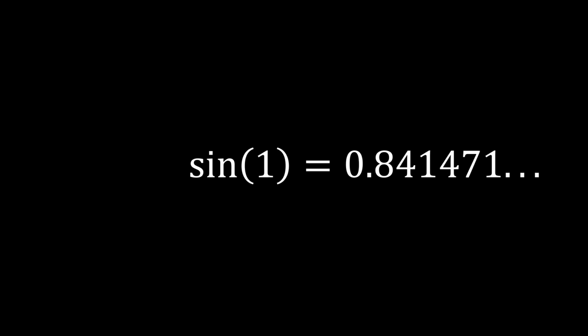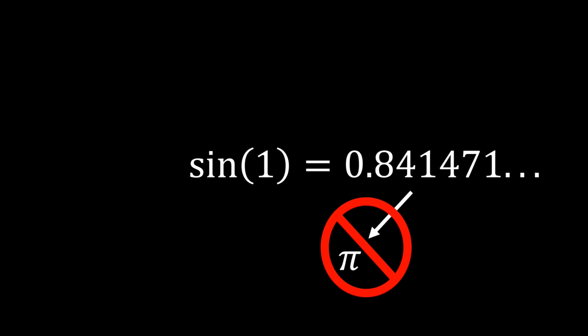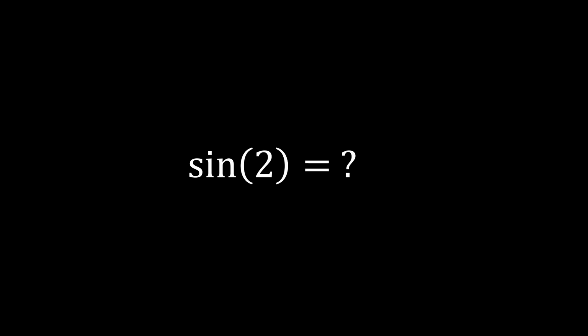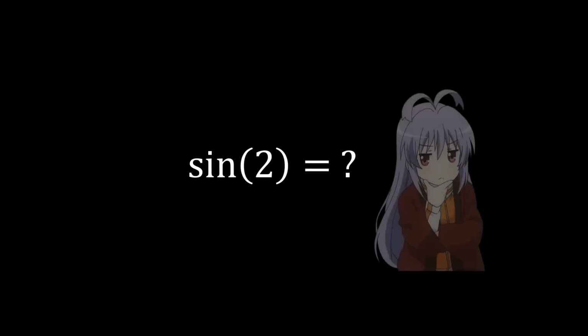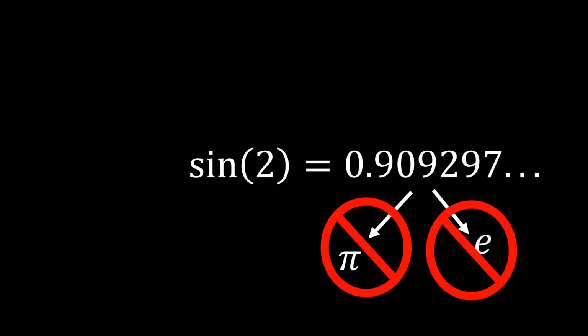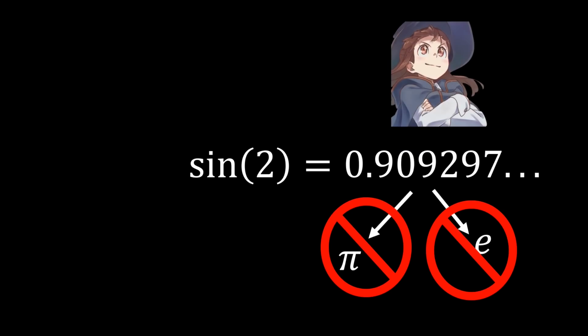Well, if your answer is some random crazy irrational number, then well done, you're right. This number has nothing to do with pi, it has nothing to do with e, it's just some meaningless crazy number. Now, what's the sine of 2? Well, if your answer is some random crazy irrational number that has nothing to do with pi and nothing to do with e, then well done, you're right again.